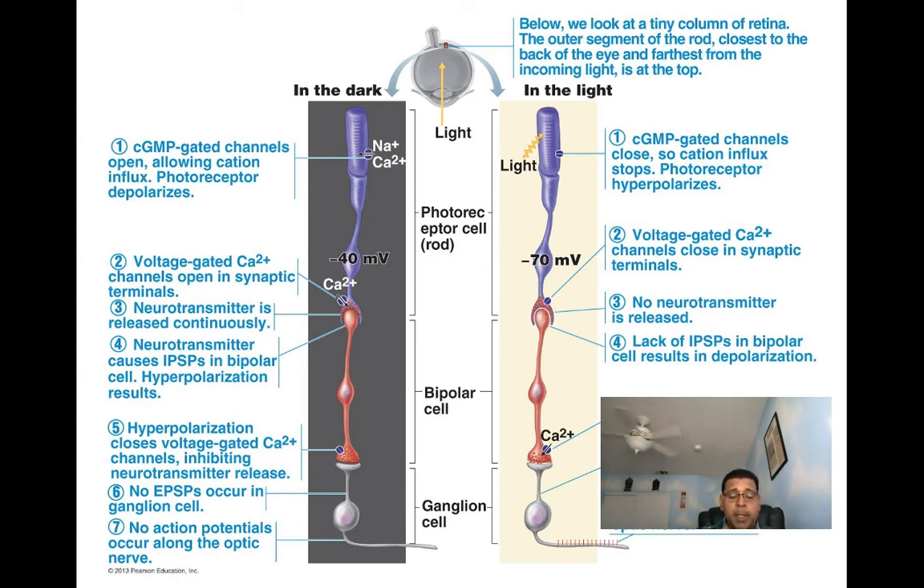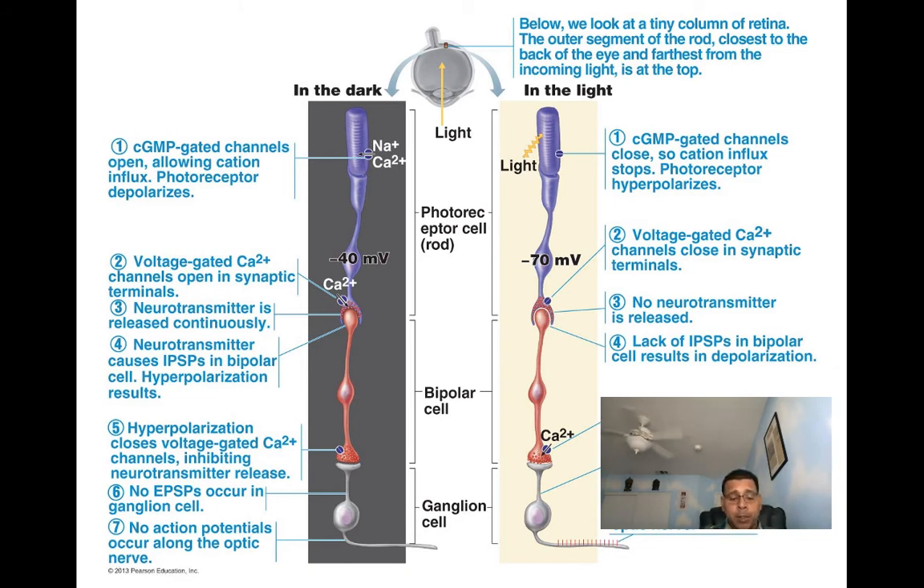No longer inhibited, these bipolar cells depolarize, allowing calcium entry, which allows neurotransmitter release. Neurotransmitter gets released onto the ganglion cells, where it generates EPSPs, excitatory postsynaptic potentials, which help generate action potentials. The neurotransmitter released here is also glutamate. So in this synapse, it behaves as an excitatory neurotransmitter, while here it behaved as an inhibitory neurotransmitter.